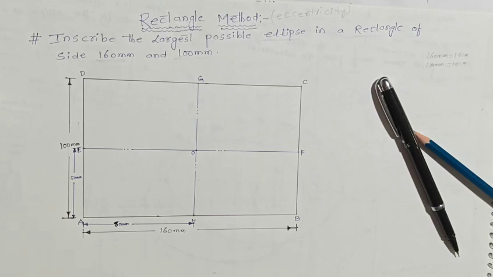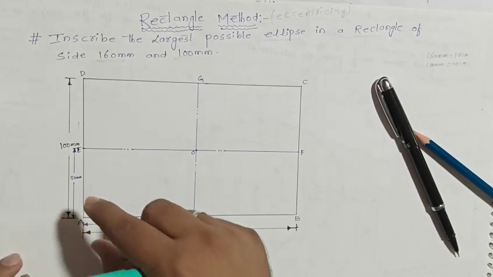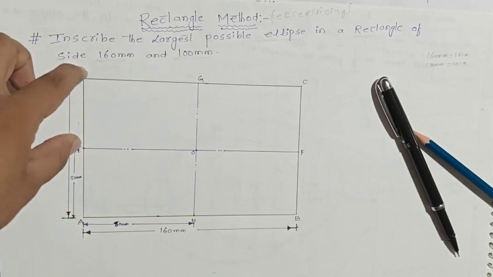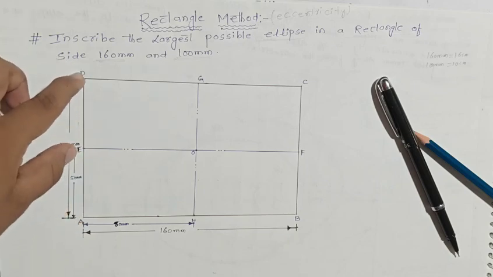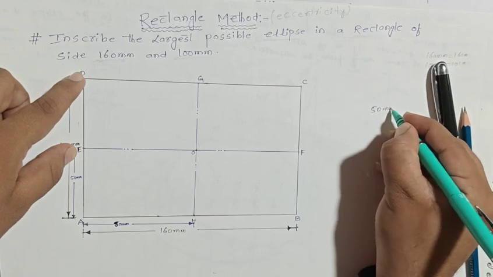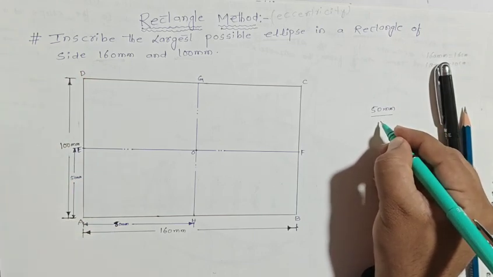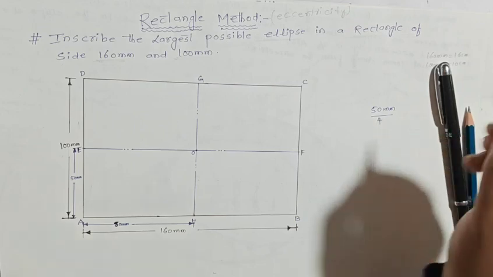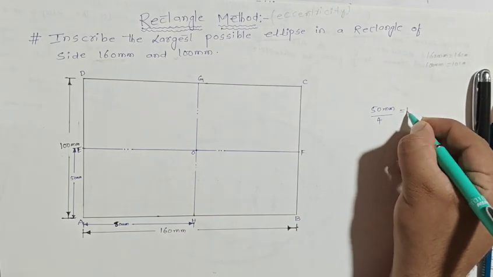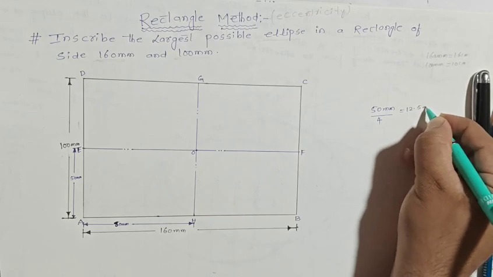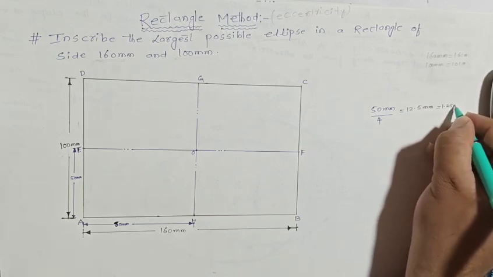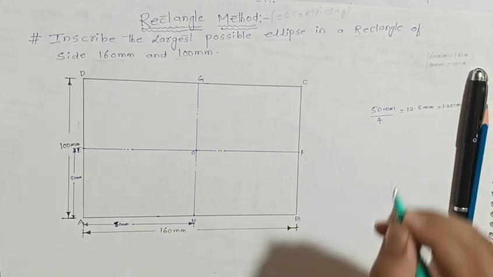Okay, let us see this. A to E, the length is how much? 50 mm. E to D also 50 mm. This 50 mm we need to divide into how many equal parts? 4 equal parts, because it's looking like a rectangle. 50 mm by 4, then you will get 12.5 millimeter, nothing but 1.25 centimeter. You can say that.